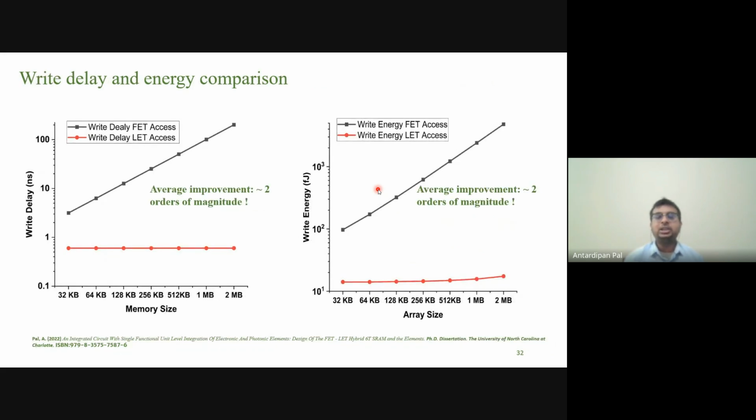And write delay and energy, again, approximately 2 orders of magnitude improvement for both delay and energy. So that's a huge number. That means there's a huge probability or scope to actually use these in production.